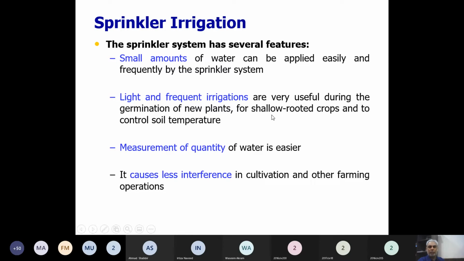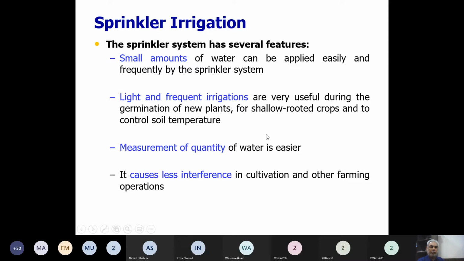Light and frequent irrigations are very useful during germination of new plants. When new plants germinate from the seeds, they are very delicate, so a high quantity of water application may damage them. At that time, these sprinklers are considered better. We can manage our irrigation system well and measure the quantity. There is no interference from field channels and field ditches in this method. No field channel is there, so we can use the whole land for cultivation purposes, and output can be enhanced.